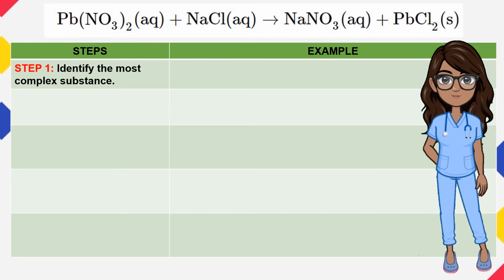Let's have our third example. Aqueous solutions of lead nitrate and sodium chloride are mixed. The products of the reaction are an aqueous solution of sodium nitrate and a solid precipitate of lead chloride. Write a balanced chemical equation for this reaction. So the first step, again, is to identify the most complex substance. And the most complex substance in this equation is lead chloride.